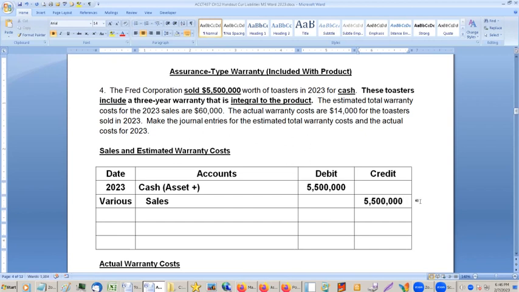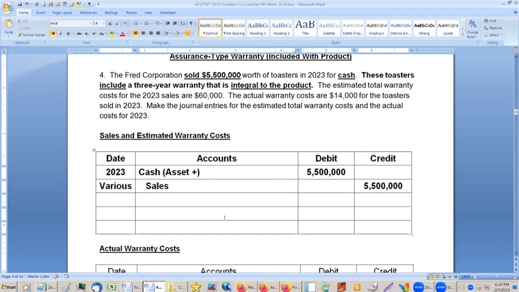Now, we have a thing called the matching rule that means we have to match our expenses with the sales that were generated by those expenses. Now, you'll notice that the estimated warranty cost for the next 3 years is 60,000. Now we're counting these sales in 2023. So we're also going to pick up that expense in 2023.